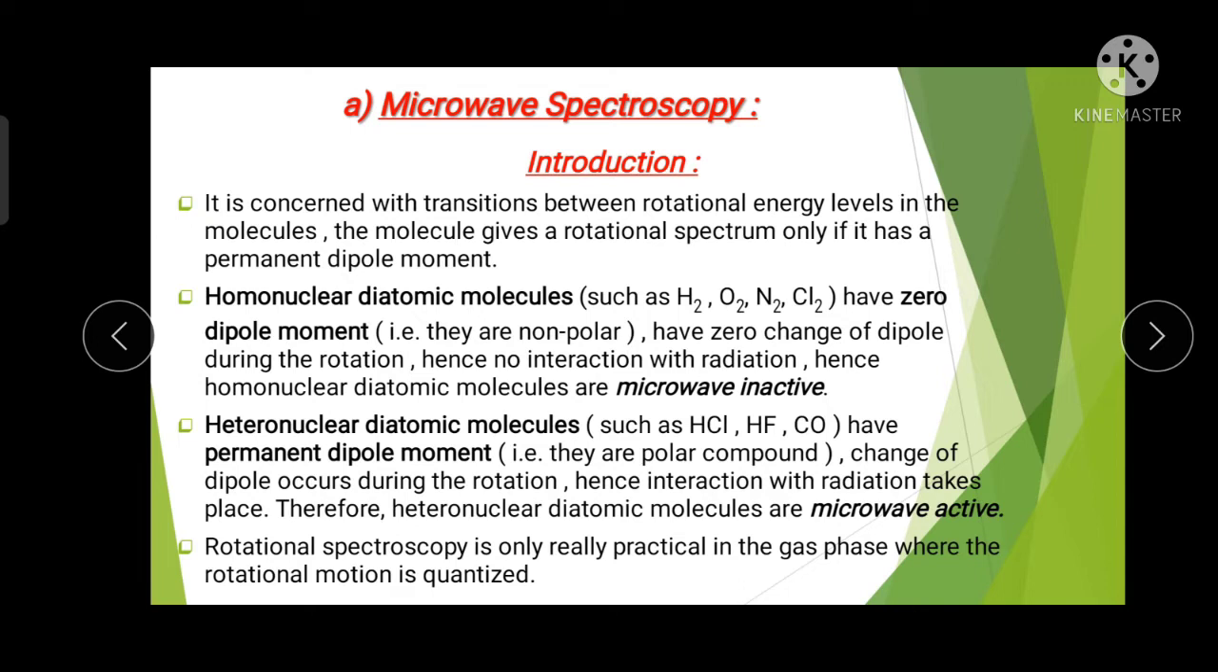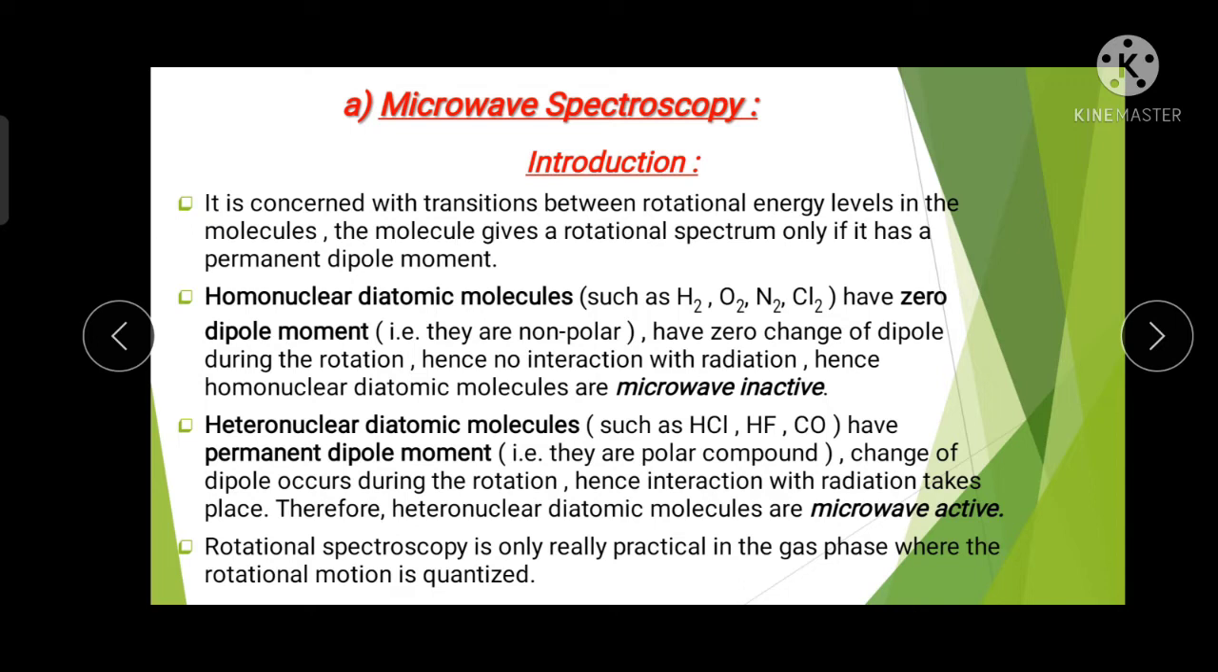The molecule which shows a microwave spectrum or rotational spectrum when we place that molecule or sample in a microwave spectrometer is microwave active. But if we don't get any spectrum when we place the molecule in a microwave spectrometer, then these molecules are microwave inactive. So these are the two types: microwave active and microwave inactive.